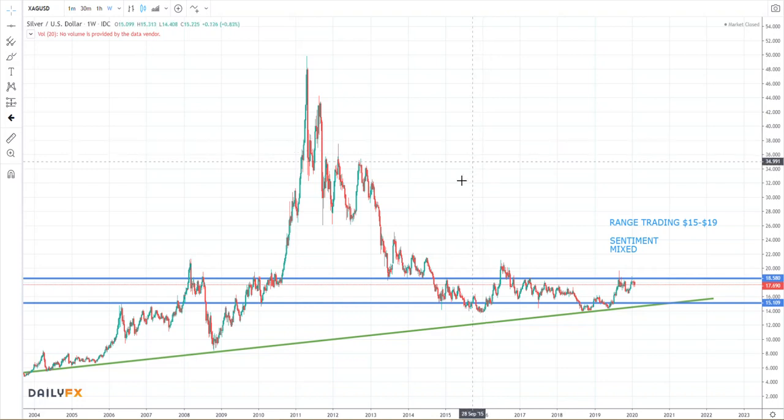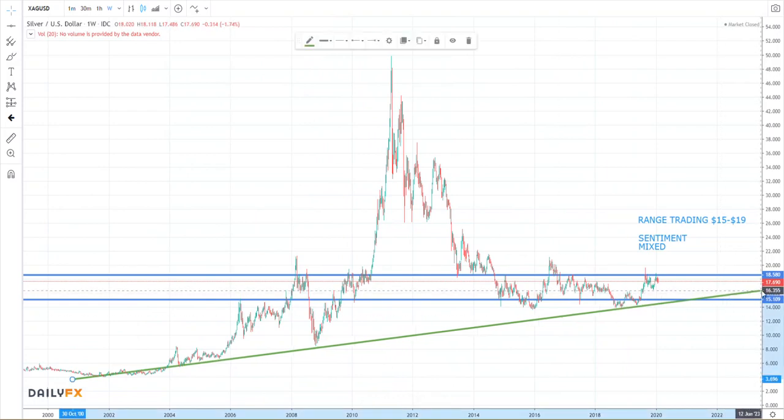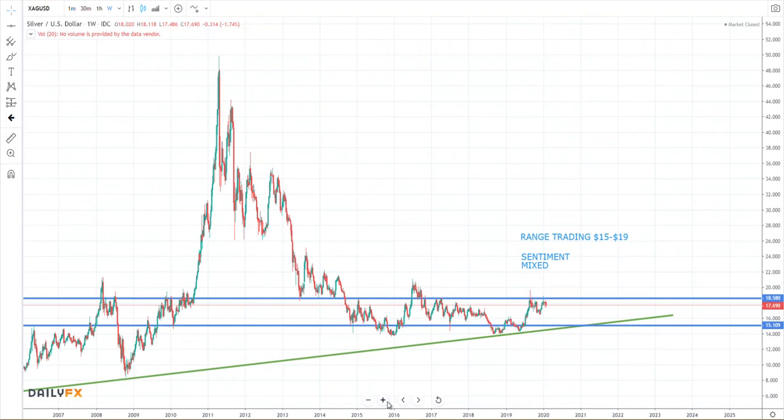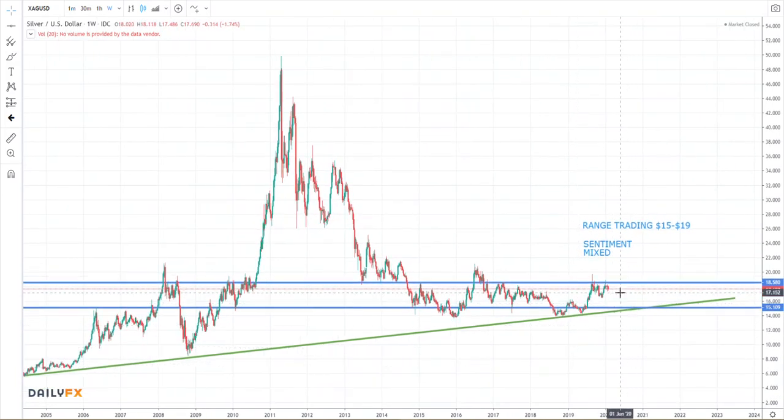XAGUSD, so silver versus the US dollar. This is the weekly chart we're looking at, and we see a multi-year uptrend, though we do see price caught in a range. So that's why I say my sentiment is mixed, because while I do feel bullish about this in the long term, we see that price has been stuck between the $15 mark and the $18.50 with occasional peaks to $19 for about the last 5 years.